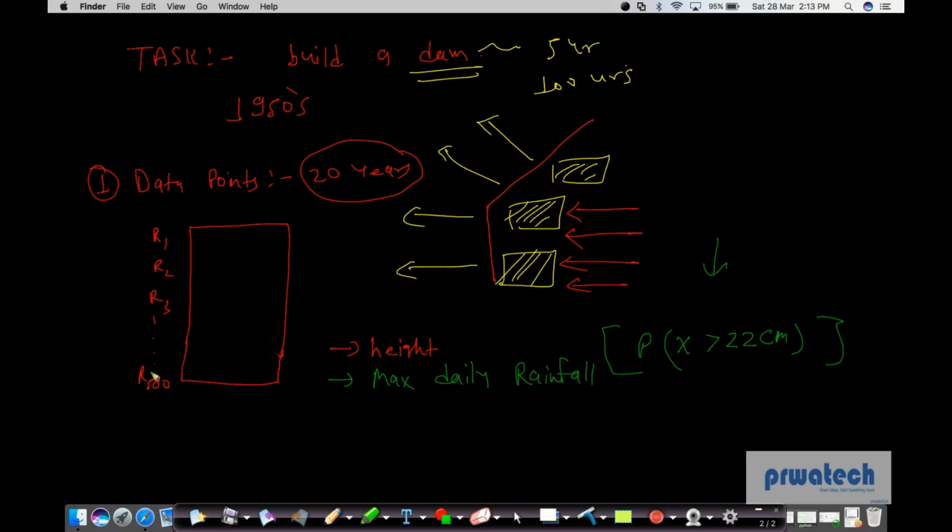Using these 500 data points, let's say there are a total of 500 data points, and I only found 3 days where my daily rainfall is more than 22 centimeters. There are just 3 data points out of 500 where this can happen. So if you want the probability of this, let me use my calculator to get the probability percentage.